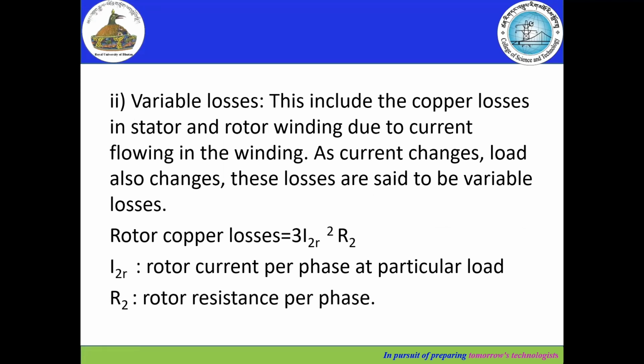Now, second, we have the variable losses. These include the copper losses in the stator and rotor winding due to the current flowing in the winding. As current changes, load also changes, and these losses are said to be the variable losses. And this formula is to calculate the rotor copper losses, where I2 means the rotor current per phase at the particular load, and R2 means the rotor resistance per phase.